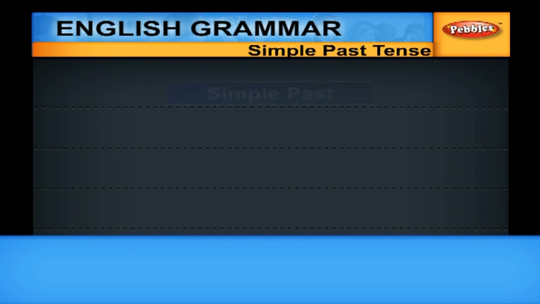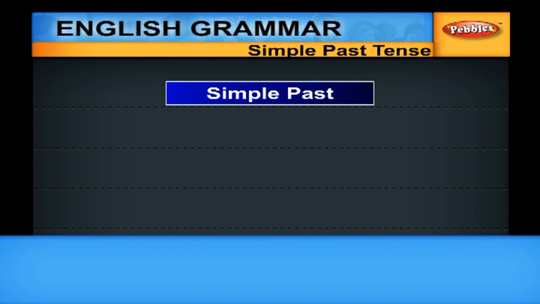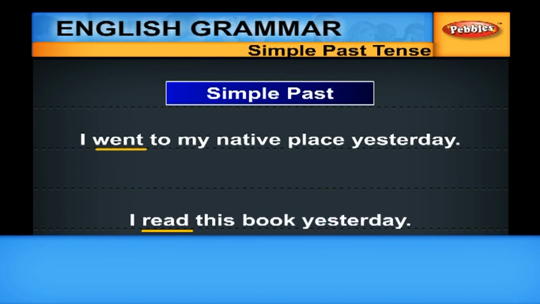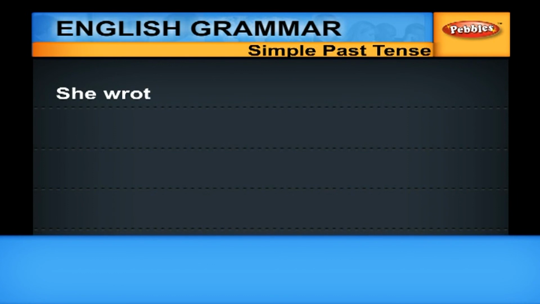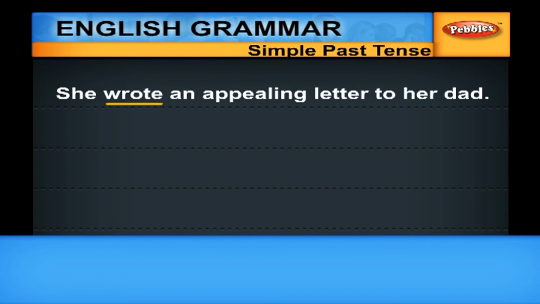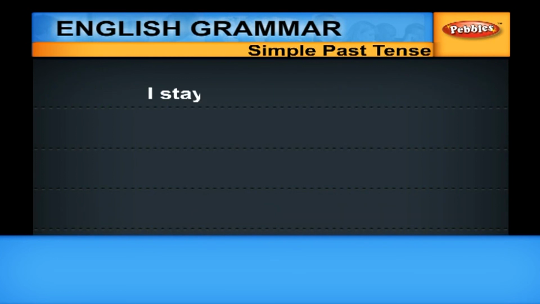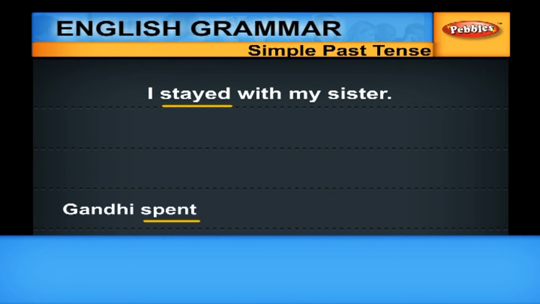We use simple past to refer to an action that happened in the past. We will see some examples. I went to my native place yesterday. I read this book yesterday. She wrote an appealing letter to her dad. When I was young, I lived in this place. I stayed with my sister. Gandhi spent many years in South Africa.